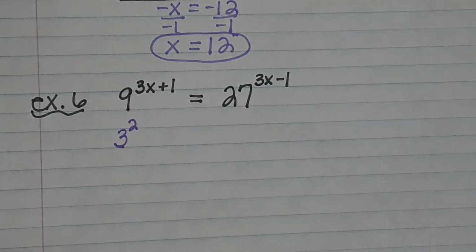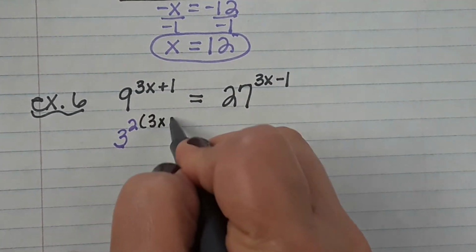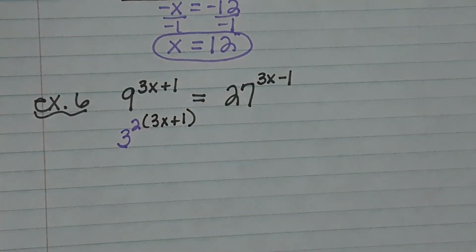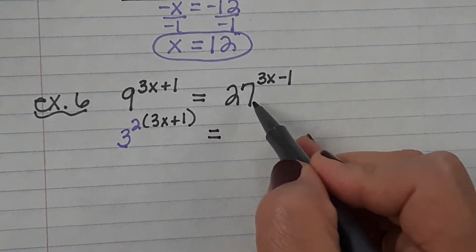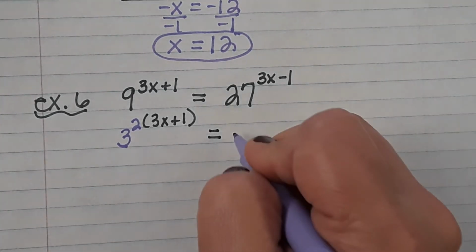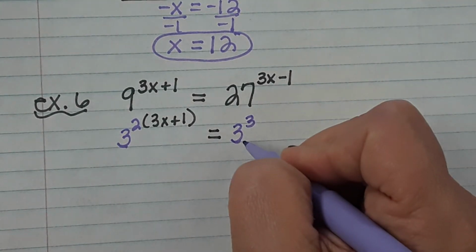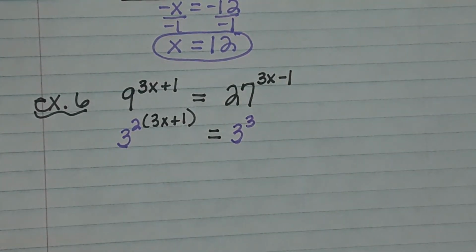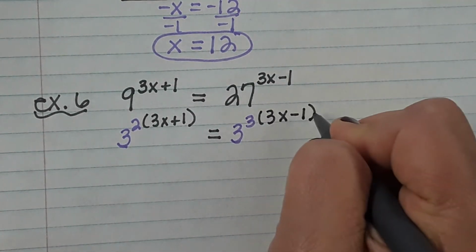But remember that 3x plus 1 is still part of that exponent. That's probably the biggest thing that I notice when kids do this, is that they forget that other part of the exponent. Okay, how can I rewrite 27 as a base of 3? 3 to the 3rd. So I just rewrote 27 as 3 to the 3rd. Again, there's part of an exponent there, so we need to leave it.